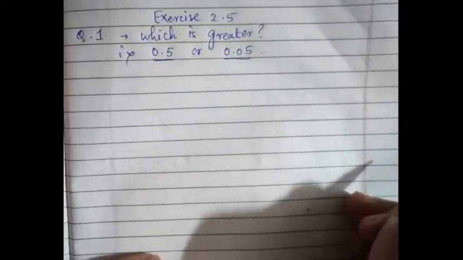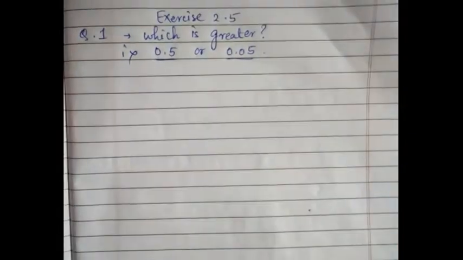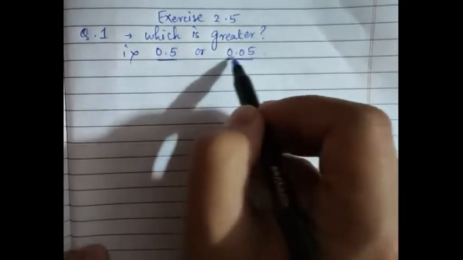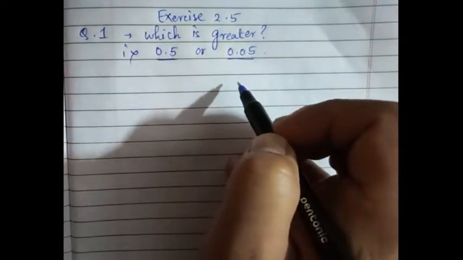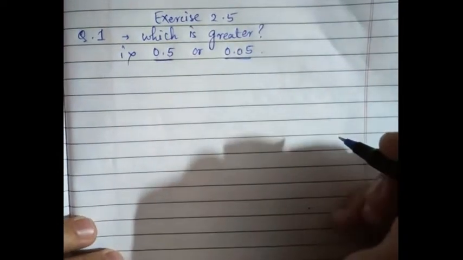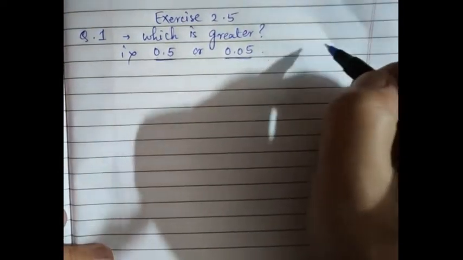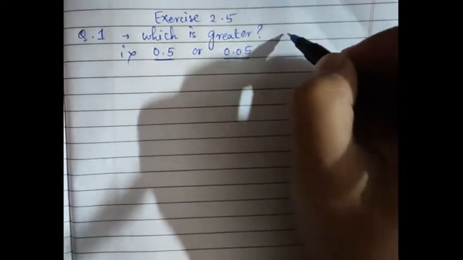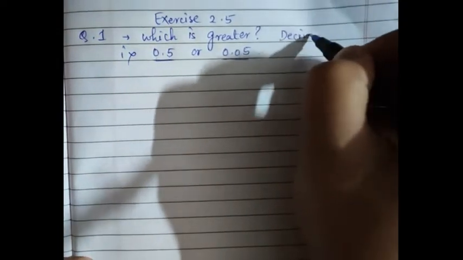Here we have the first question from exercise 2.5. You have to find which one is greater between these two numbers. Let me remind you, we are over with the fractions now, as the chapter is fractions and decimals. As the fractions are over, from this exercise we are going to deal with the term called decimals.